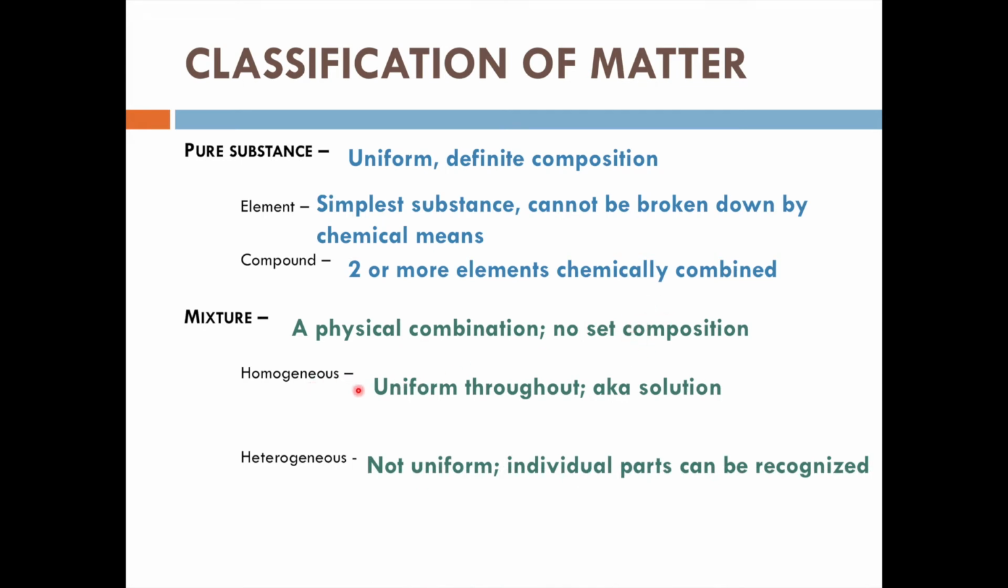A homogeneous solution is uniform throughout, and that is going to be a solution. Like an aqueous solution, it is always going to be homogeneous. Something like brass or rubber is going to be homogeneous. Now, heterogeneous is not uniform, and you can come up with 100 different examples of those.